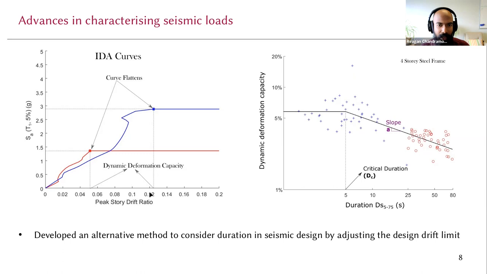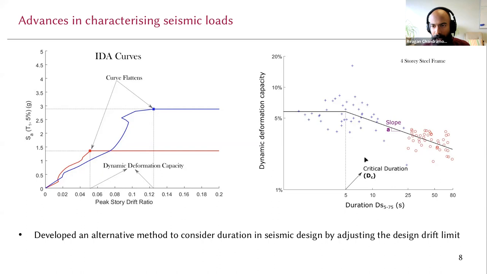And marked with an asterisk, you see what we call the deformation capacity, or the dynamic deformation capacity of the structure, which represents the largest deformations that the structure can withstand before collapse. Now, the blue IDA curve corresponds to a short duration ground motion, and the red IDA curve corresponds to a long duration ground motion. And you can see that on average, the peak deformation a structure can experience before collapsing is markedly smaller under long duration ground motions. Or in other words, the deformation capacity of the structure is lower under those long duration ground motions.